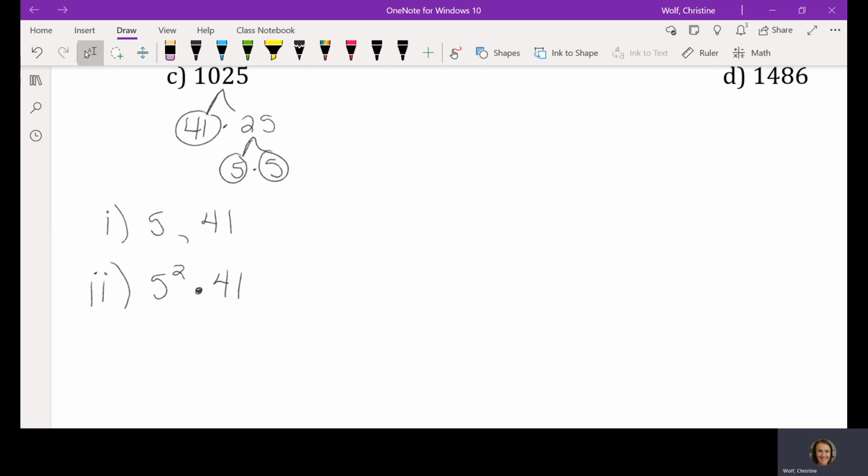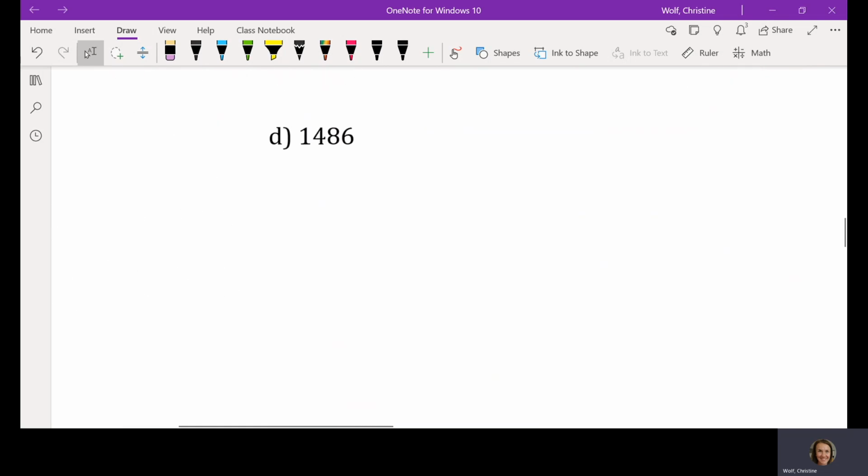But for 25, I broke that down to the only possible option, which is 5 times 5, but then I circled those 5s because those are prime. So for part 1, my prime factors are 5 and 41, but then for part 2, prime factorization, that's where I multiply them together and I tally up how many there were of each. So there were 2 5s, so I wrote 5 squared times 41. All right, if you want, you can pause me again and try this one.